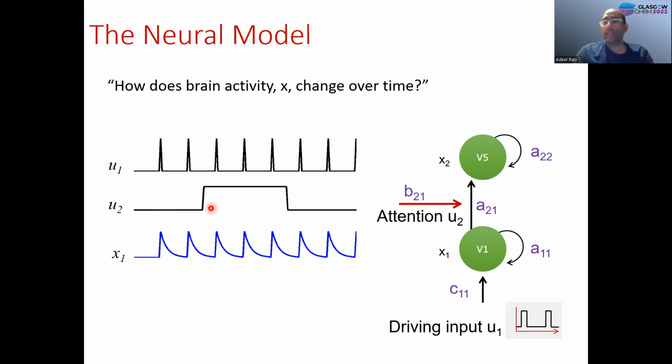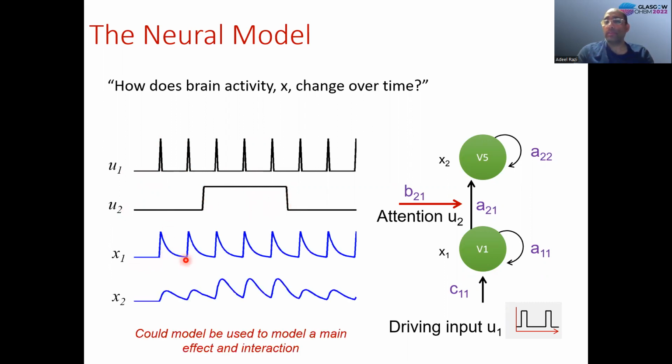So if X1 was like this, now you could expect that the activity in X2, which was previously some smoothed form of this X1, is now actually modulated by the attention. You could see that it's slightly down here, but then it goes up as the attention goes up, and then it comes back.